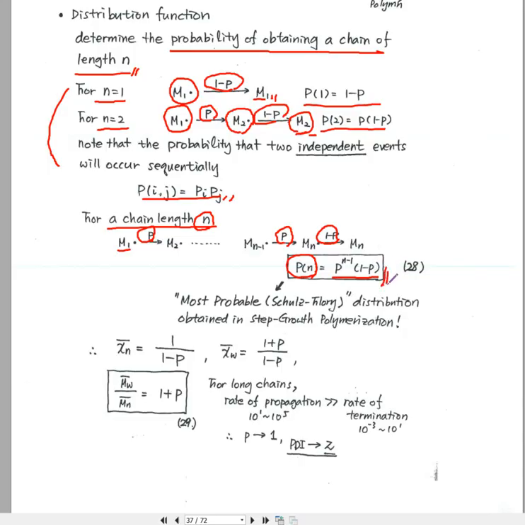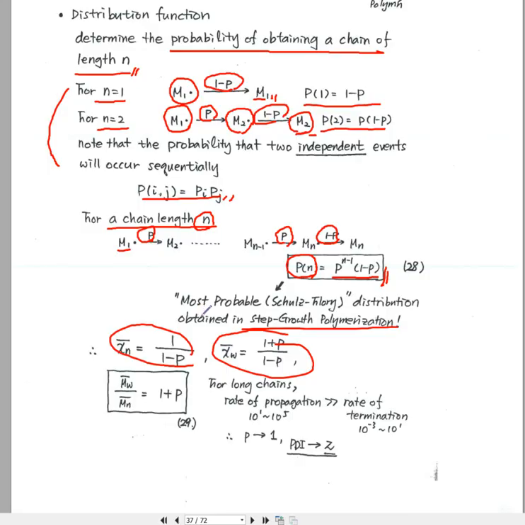Surprisingly, this result actually is the same as the one that we obtained in step growth polymerization, right? Totally the same result. Although the p-value definition is different, the result is the same. Since we have already obtained the number average and weight average degree of polymerization in step growth polymerization as shown here, the results are basically the same even for free radical addition polymerization.